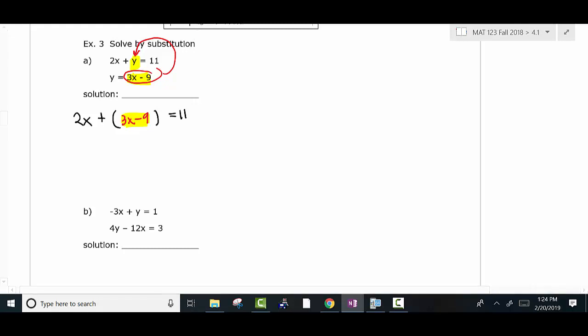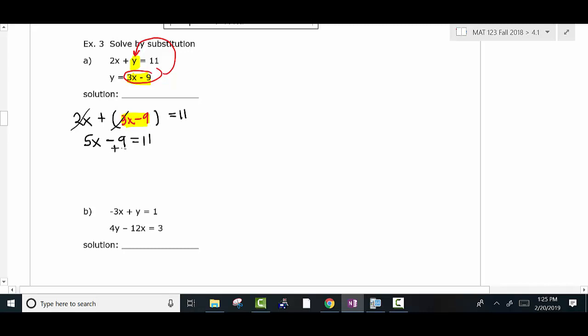Now you can solve this equation. This is the kind of equation you've done this semester. So we're going to solve the resulting thing. It only has one variable now. So notice 2x plus 3x is 5x, minus 9 equals 11. And then solve that, and that'll give you what x is.